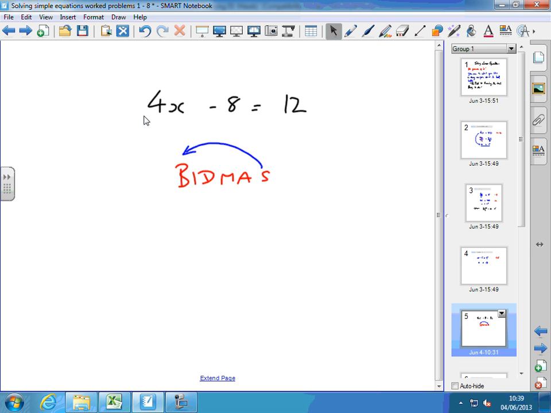So if things are added and subtracted, which has happened in this case, you do that first, get rid of those first, then you do the divisions and multiplications, and then brackets, powers, that sort of idea. So in this, I'm going to add 8 to both sides first. So add 8. That gets rid of the minus 8, leaving just 4x on the left hand side. 12 plus 8 is 20. And then divide both sides by 4.